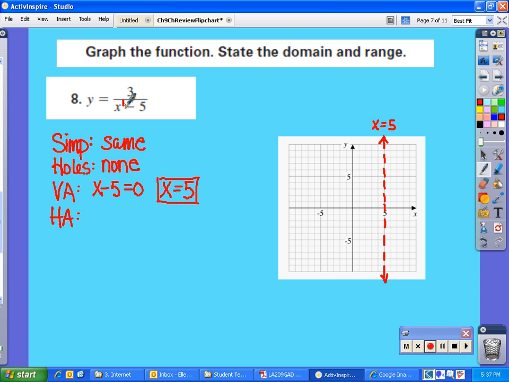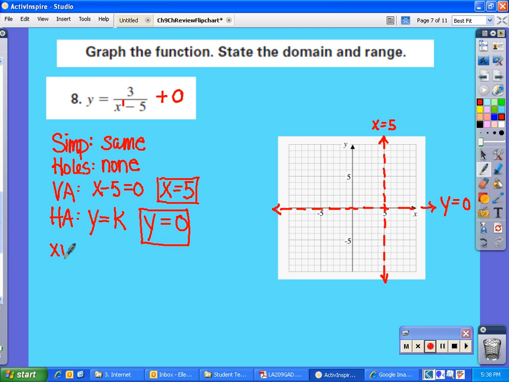Therefore, our horizontal asymptote would be equal to y equals k. Notice there is no k in this problem. It's a 0. So our horizontal asymptote will be y equals 0. I'm going to draw in the horizontal asymptote as a dashed horizontal line at y equals 0.